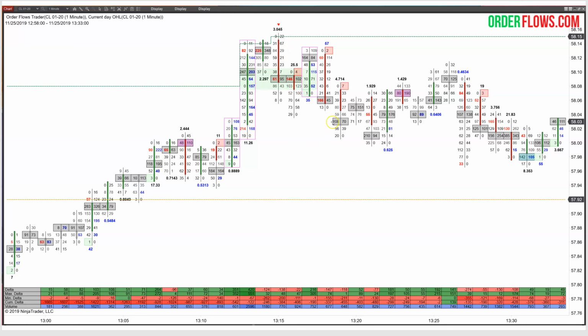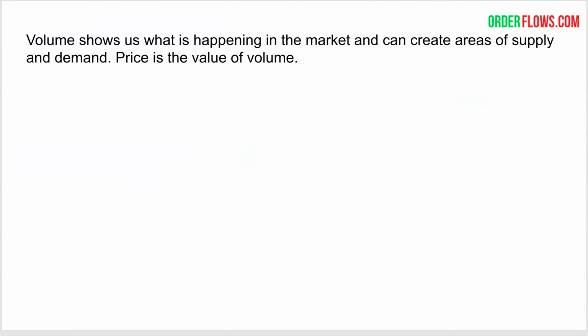But again, what's the sign that this market could be potentially falling over? Well, what do you see in the deltas, right? The negative deltas. What do you see in terms of imbalance? What do you see in terms of points of control? So, volume shows us what's happening in the market and can create areas of supply and demand.